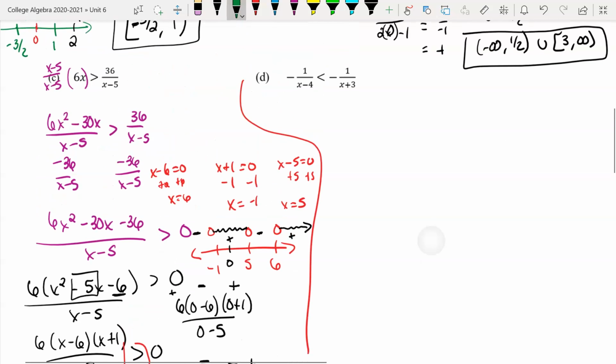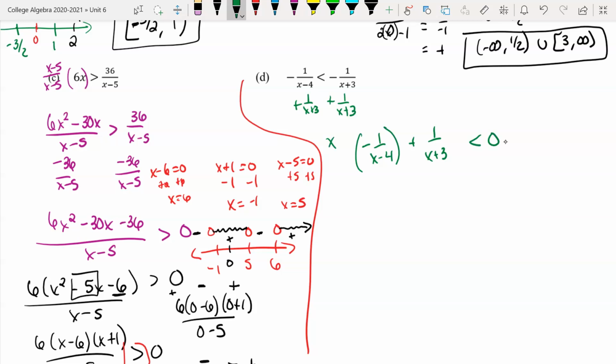Okay. This one, a little bit tougher again, just because they don't have the same denominator, so I need to multiply by the opposite denominator. But before I do that, I'm going to move this to the other side. And then I'm going to multiply the left fraction by x plus 3 over x plus 3, and the right fraction by x minus 4 over x minus 4.